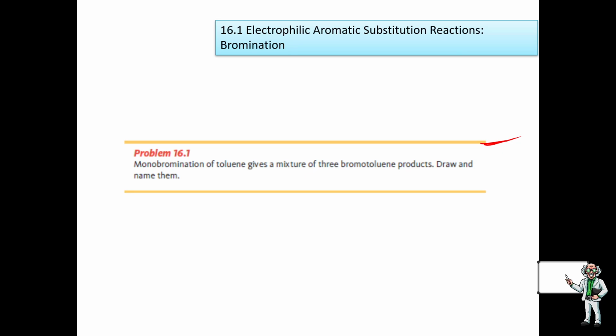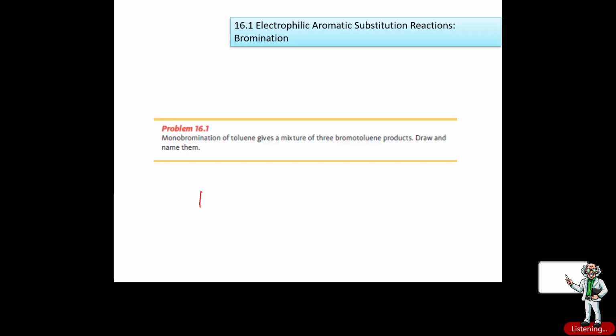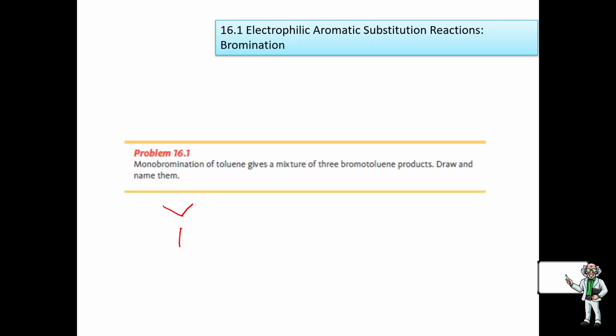For example, we can do the problem 16.1. Monobromination of toluene gives a mixture of 3 bromotoluene products. Draw and name them. Okay? We can draw it basically. Basically, this is toluene, okay, and we have to do the bromination, and they say that we have 3 products.